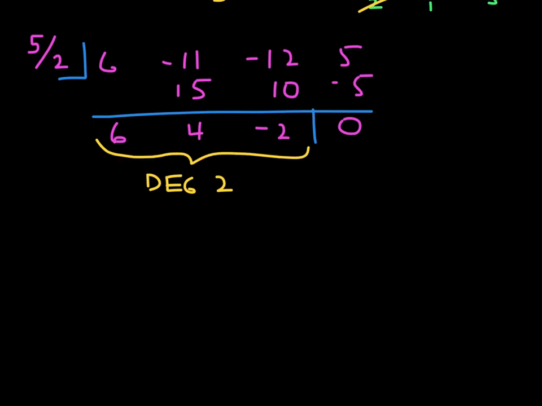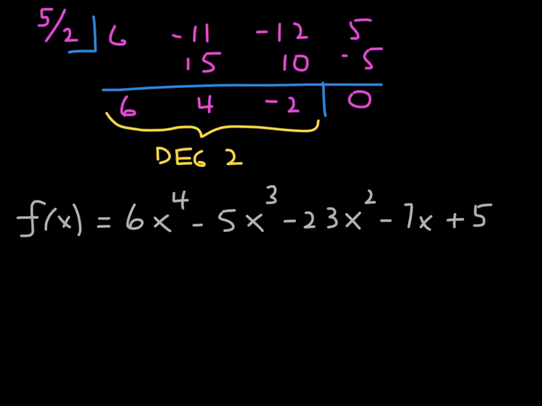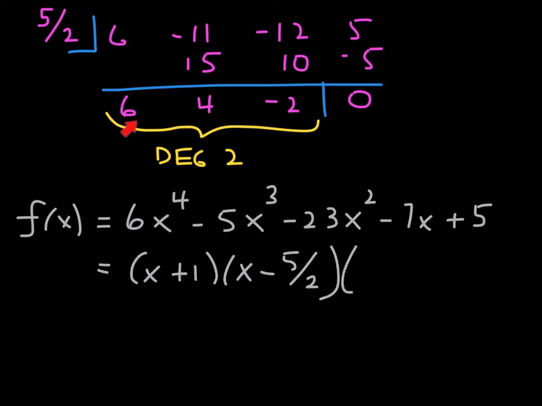So this is what we know. This is where I want to pick up. Our original function is here. It's this quartic polynomial. And they told us that x plus 1 is a factor. They told us that x minus 5 halves is a factor. And then watch this. Times, this is degree 2, so times 6x squared plus 4x minus 2.